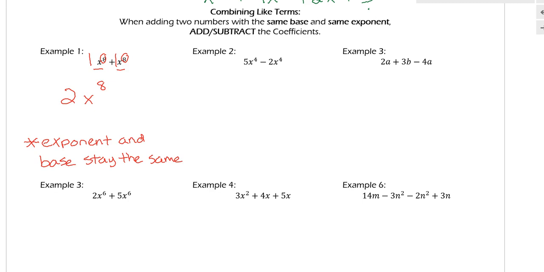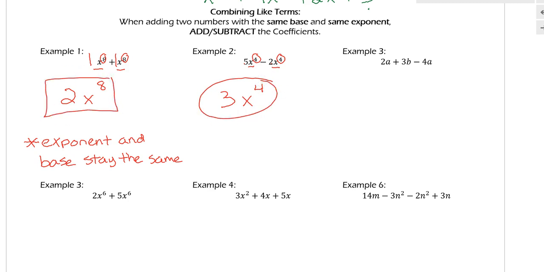All right, looking at number 2, do they have the same base? Do they have the same exponent? Yes. So now I'm just subtracting, right, because this is subtraction. What's 5 minus 2? 5 minus 2 is 3, and then x to the 4th. That easy. So 3x to the 4th. Done.